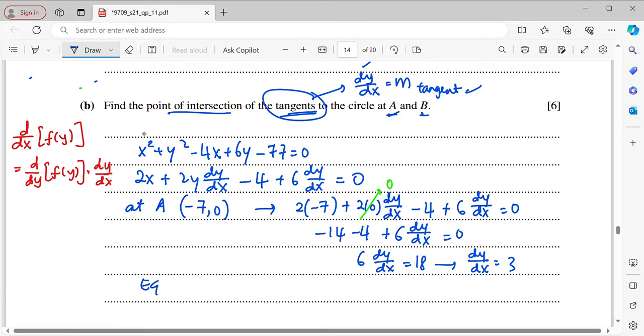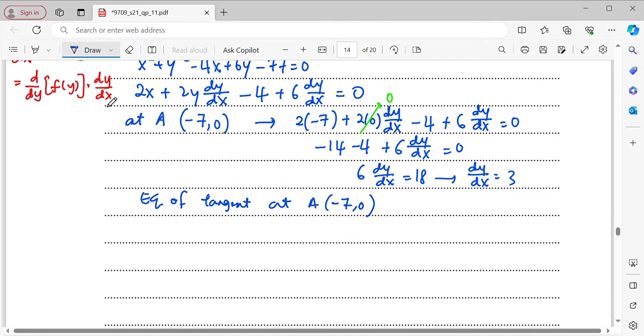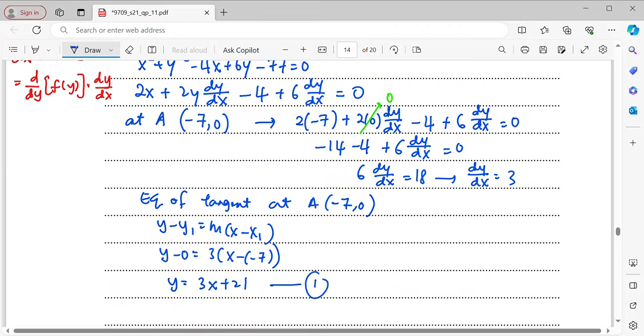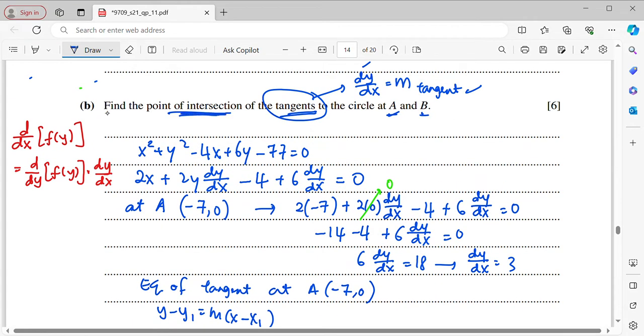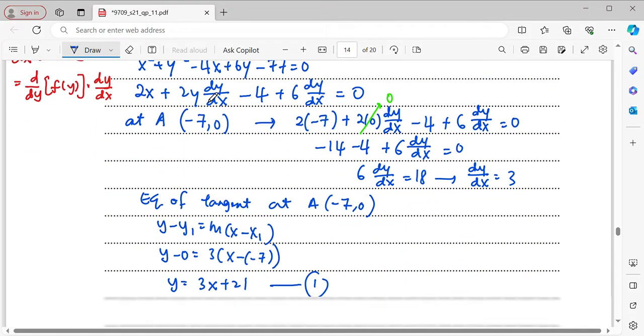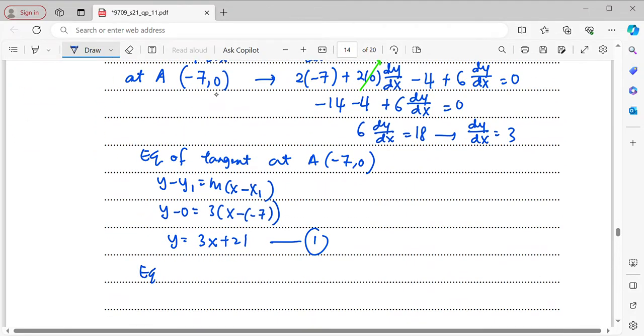Now I can write the equation of the tangent at A. Use the formula y minus y1 equals m(x minus x1). So it becomes y minus 0 equals 3(x minus minus 7). So this is y equals 3x plus 21. This is the first equation, because we need to find the intersection point between the two tangents. So now I need to find the gradient of the tangent at point B, so just repeat all these steps.